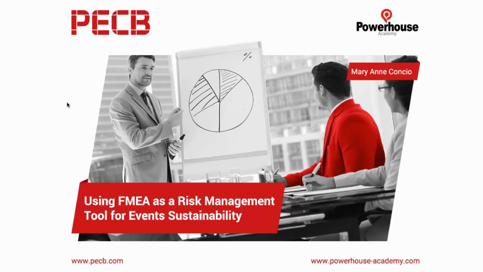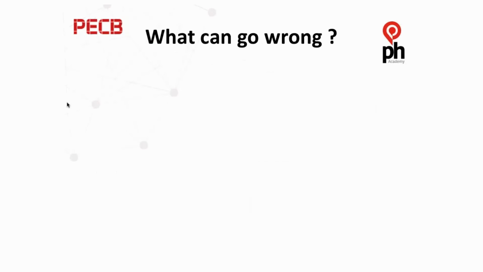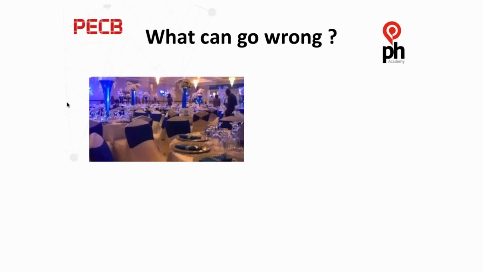Now, what can go wrong? Let's look at what can affect the credibility of events. So, in a typical conference or seminar, what can go wrong? Low turnout of attendees, uncertainties of the weather, time delays, excessive noise, religion or dietary differences on food, food poisoning, equipment malfunctions, and so on.